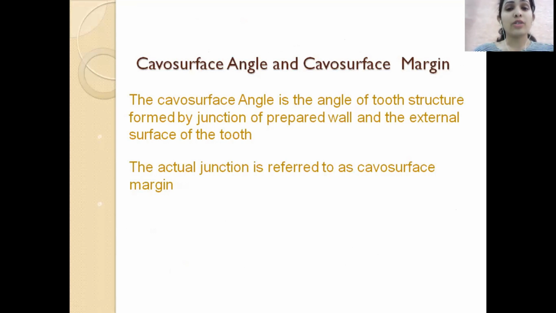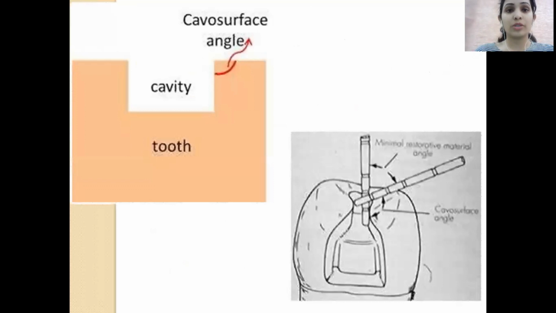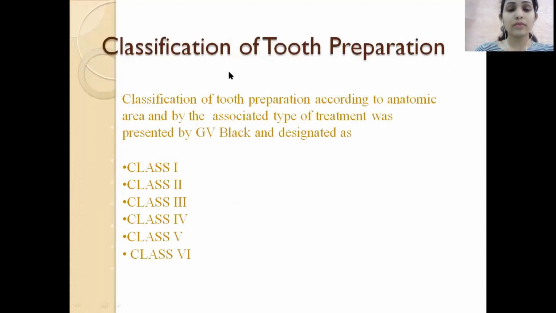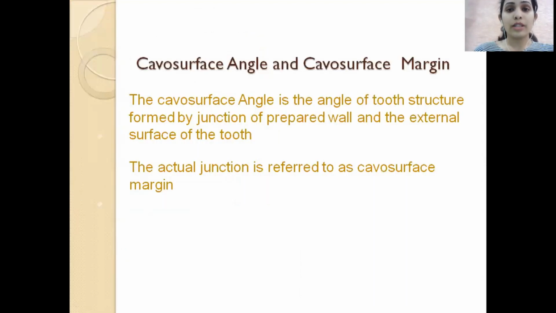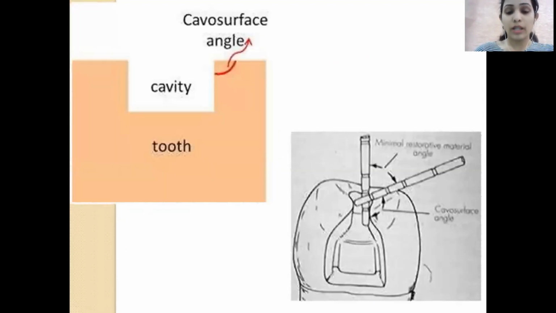Now the cavosurface angle and cavosurface margin, this is also very important. It is the angle of the tooth structure that is formed by the junction of the prepared wall and the external surface of the tooth. The actual junction is referred to as the cavosurface margin. So this is the prepared wall and this is the external tooth surface. The angle formed between the two is the cavosurface angle. I hope everybody is thorough with this.